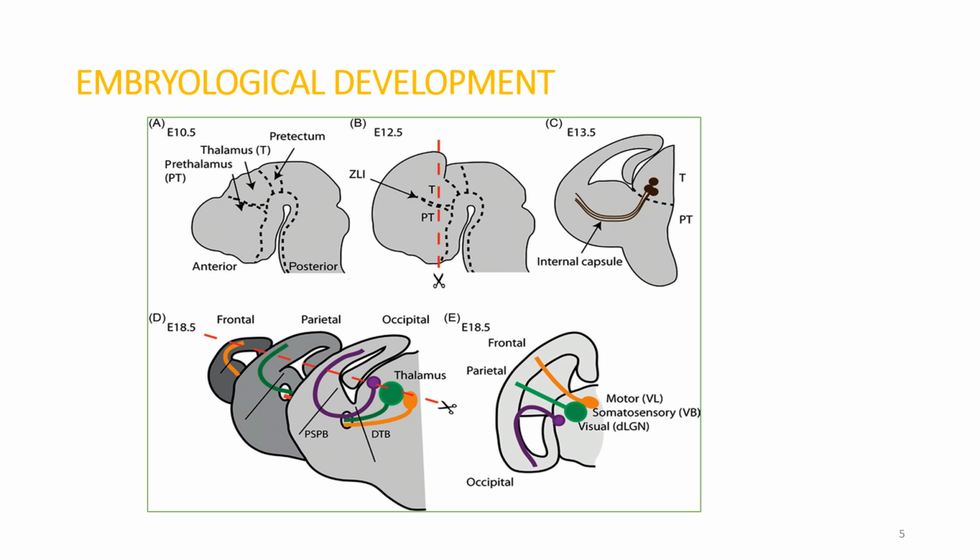Coming to the embryological development of the thalamus. This is in the mouse brain, where it is studied. This is at 10.5 days of embryological development of the brain. This is at 12.5 days, this is at 13.5 days, and these are at 18.5 days.